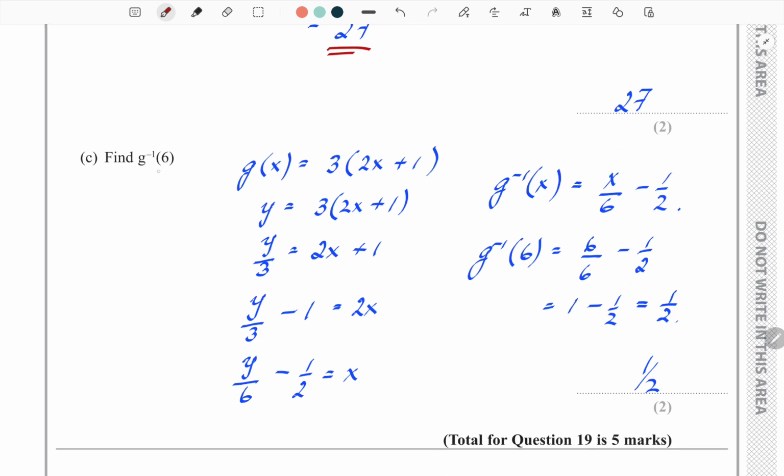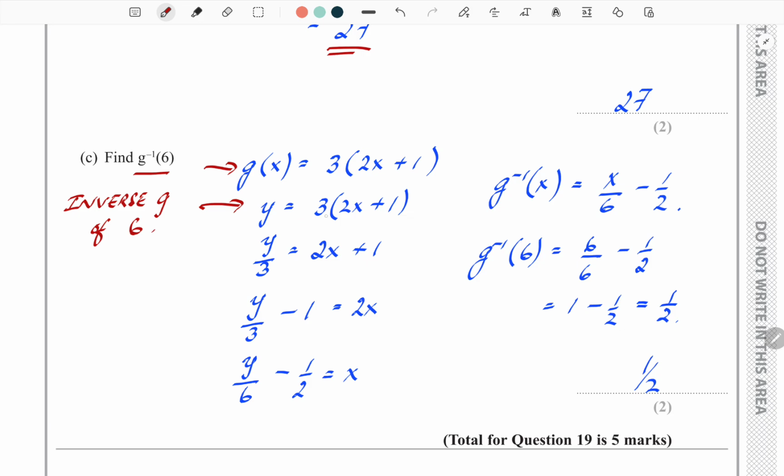Finding the inverse. Before we can do the inverse, so this is inverse g of 6. All right. So inverse function of g. The way to do this is start off obviously with your function. We need to find the inverse first. And I'm going to let y equal the function. So let g of x be y.